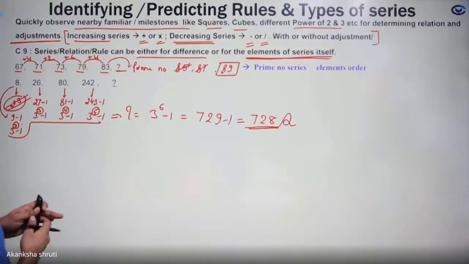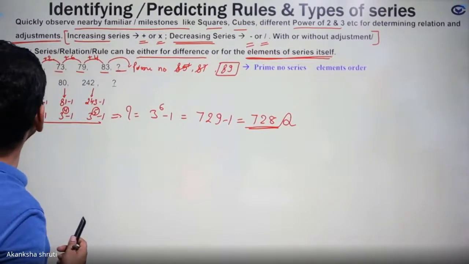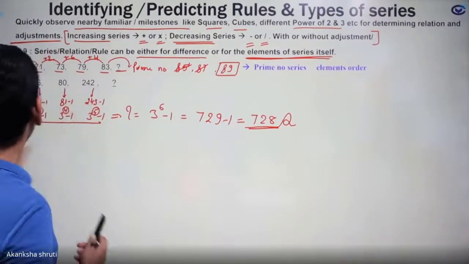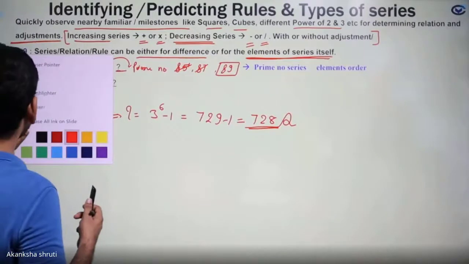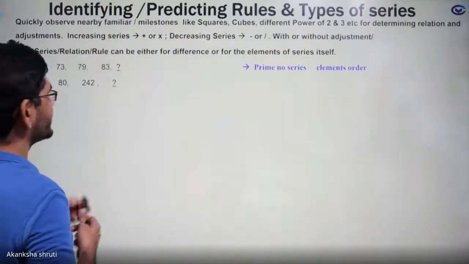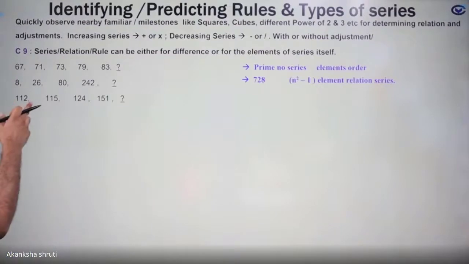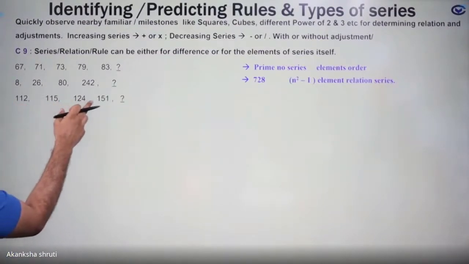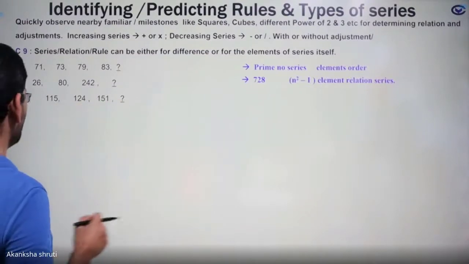So what we are observing, students, is that the terms of this series are directly related to the previous number or some mathematical rule. We may consider some difference rules, students. Let us take this: 112, 115, 124, 151. What is next? You have to answer it.